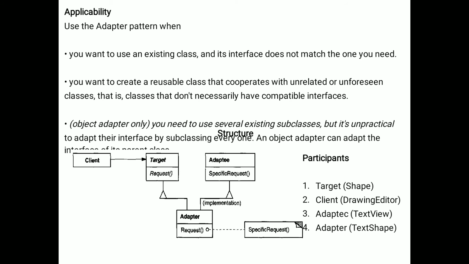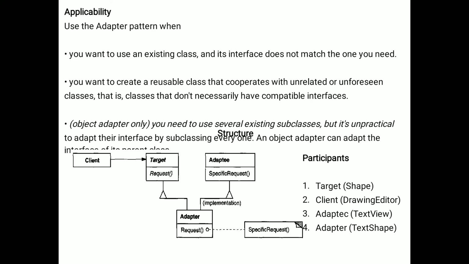Next, let us see the applicability of this one. Use the adapter pattern when you want to use an existing class and its interface doesn't match the one that you need. The thing is that if you want to use the existing class, means if you want to inherit the features of the superclass to the subclass, suppose the subclass is not having the suitable interface to acquire the features of the superclass, then you can use the adapter pattern. Then adapter pattern will create the compatibility environment in between the superclass and the subclass.